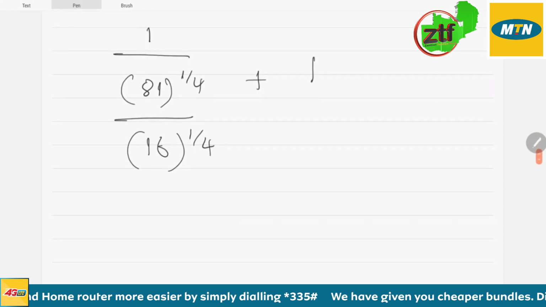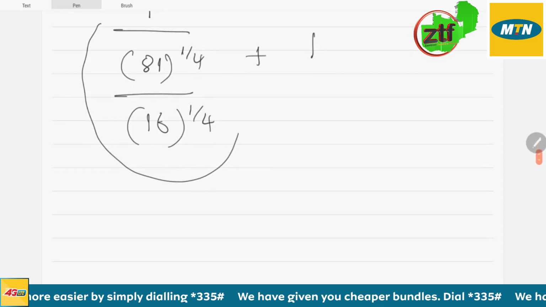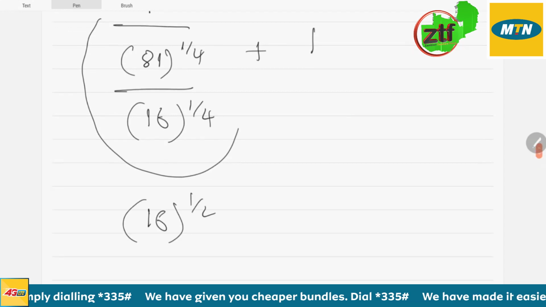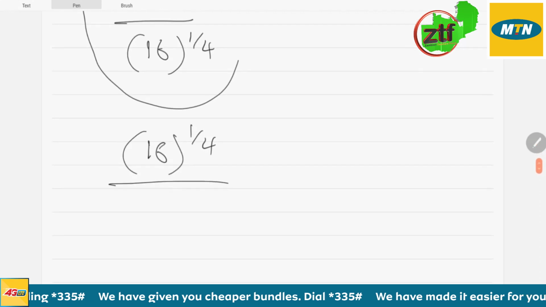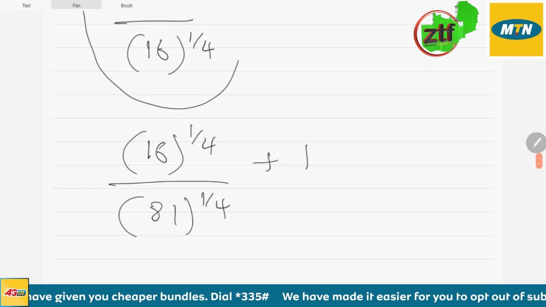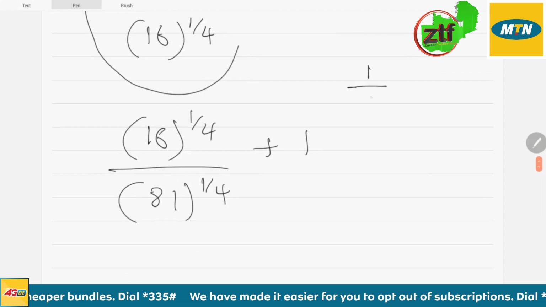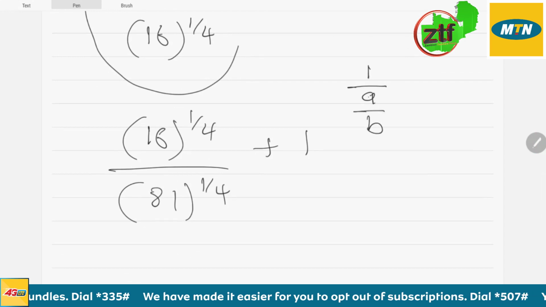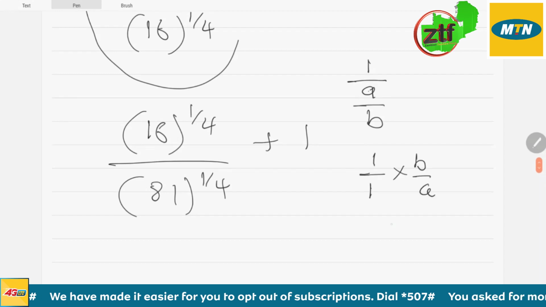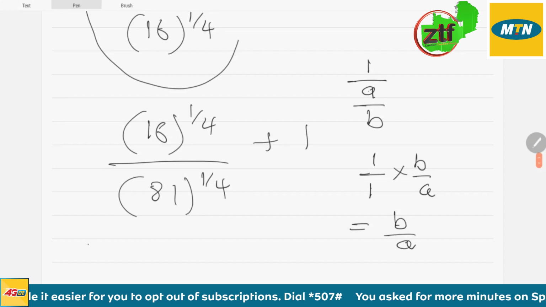So what we have here is that this expression can also be written as 16 raised to the power 1 over 4, over 81 raised to the power 1 over 4, plus 1. If you have, let's say, 1 over a over b, this can also be written as 1 over 1 multiplied by b over a, which gives us b over a. So that is the same situation we have here.